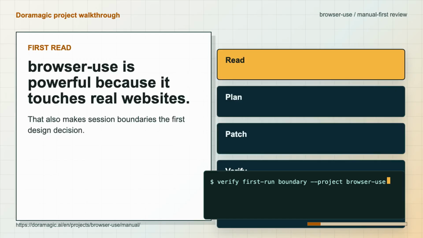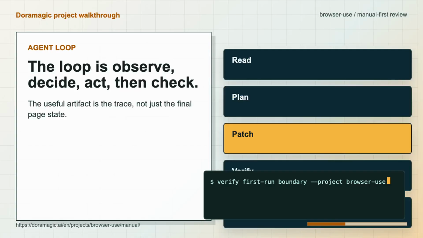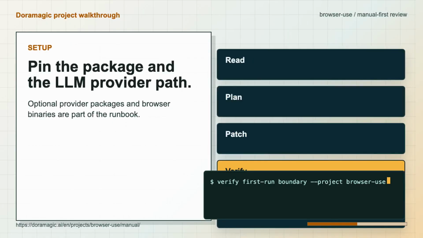That means the trace matters. I want to see what the agent thought was on the page, which selector or element it used, what it clicked, and what changed afterward. A final success message without an action trace is not enough evidence.